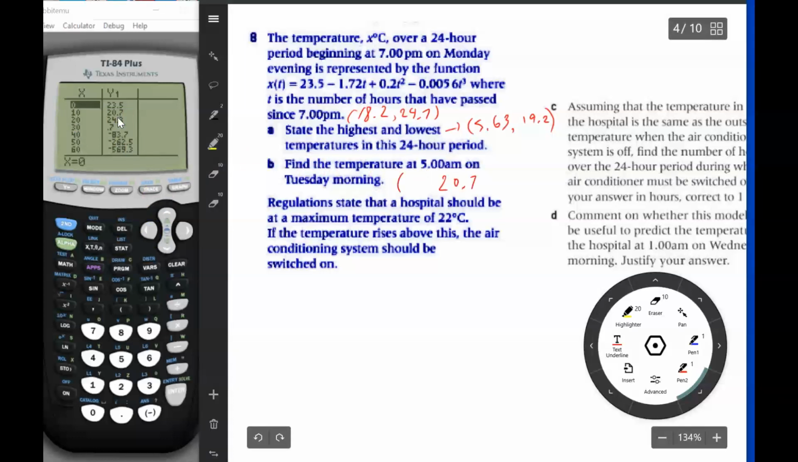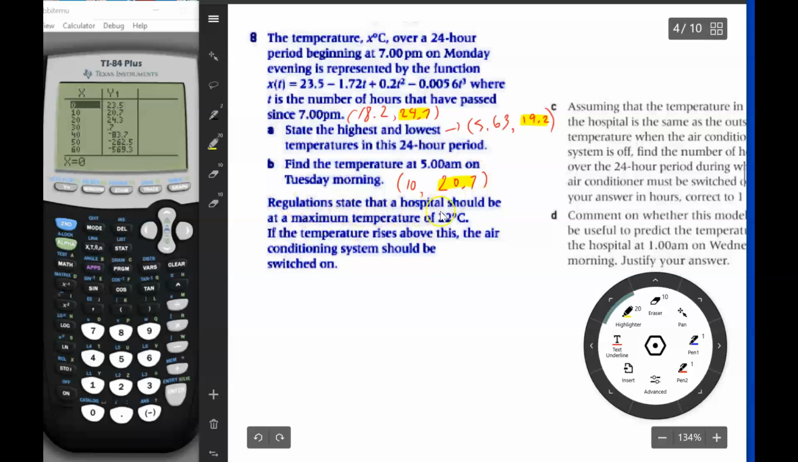And the x value, remember, is 10. Okay? So in this case, the answer I'm looking for is 20.7 here, and the highest and lowest temperatures, the answer are these two. Okay, you don't need to give the ordered pairs. I'm just giving that to you just in case you'd like to know what the time is that those temperatures occurred.